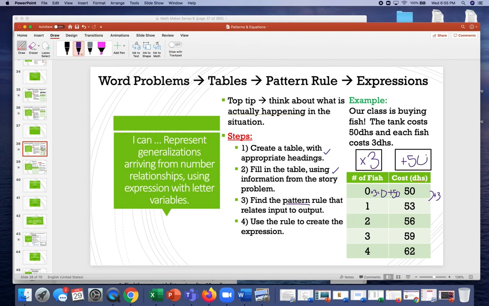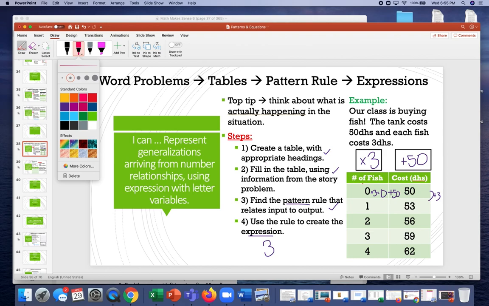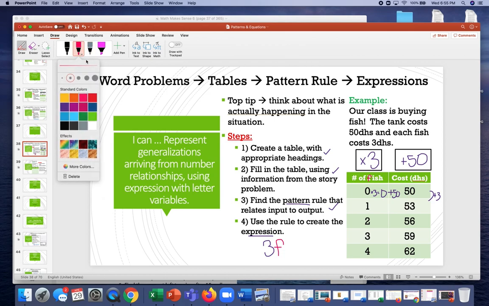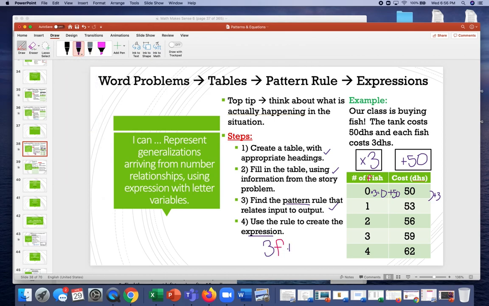Okay, let's just keep these numbers in our head to see if this works. 1 times 3 is 3, plus 50 is 53. And then 2 times 3 is 6, and then 6 plus 50 is 56. All right, so there we go. We have our pattern rule. Now we have to write the expression. This is what we've been practicing the past couple days. We attach our variable, which in this case, I'm going to use f as my variable to represent the number of fish. So 3 times the number of fish I have, plus 50. There we go. So that's your expression. Hopefully that makes sense to you, or it's becoming a little bit more clear now.